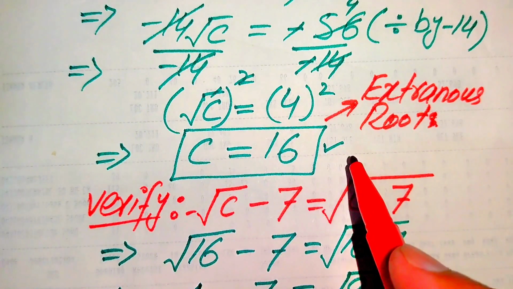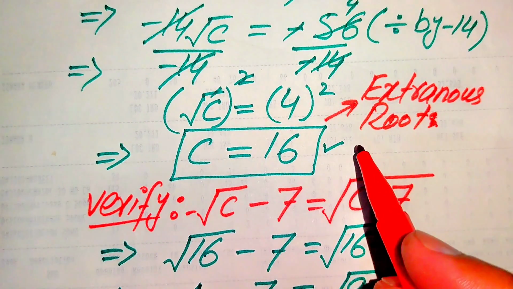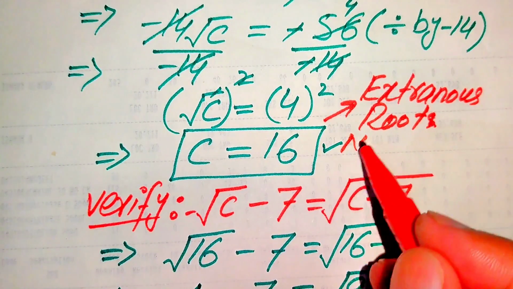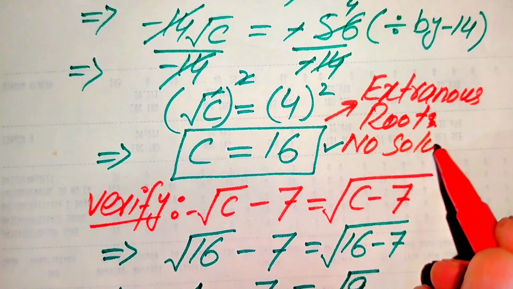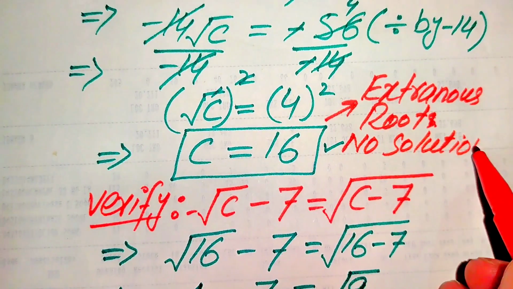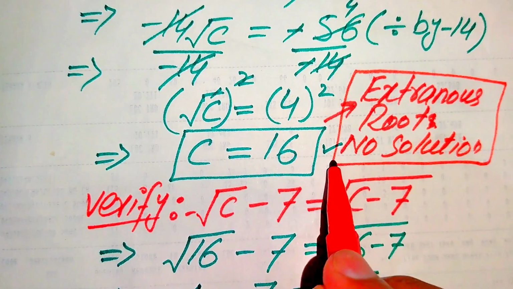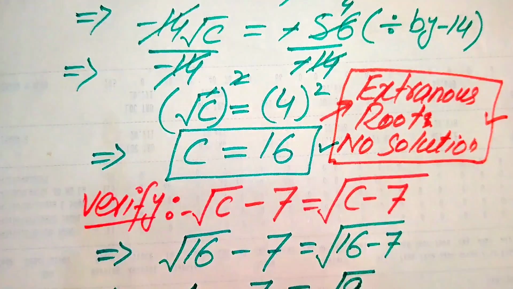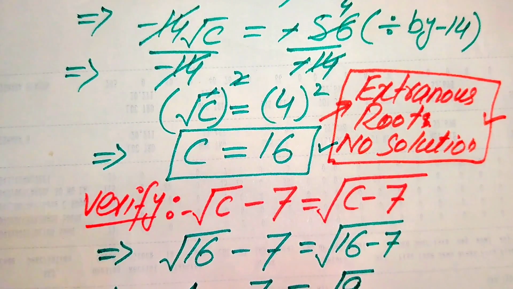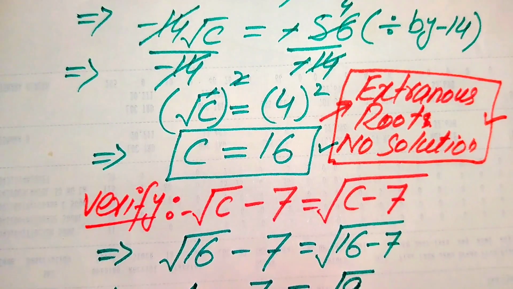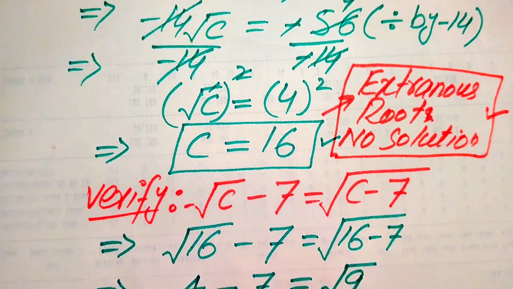And finally we conclude that the given equation has no solution, because it has only one value of c, and that does not satisfy our given question statement. So this is our final conclusion about this question, and I hope you understand this method and also like this method.